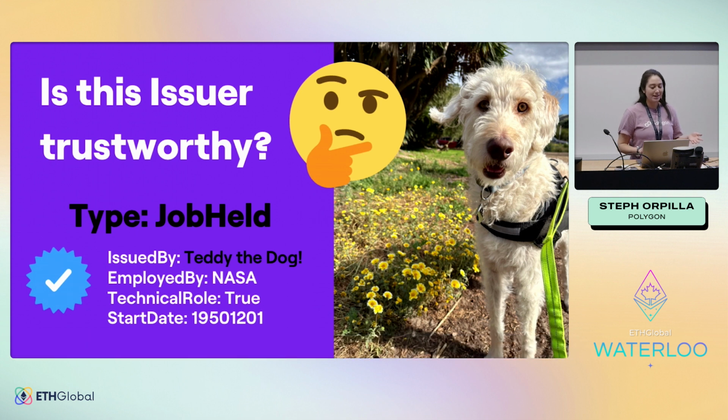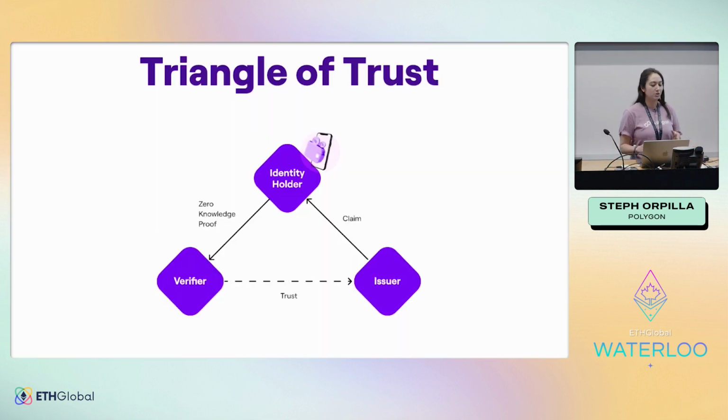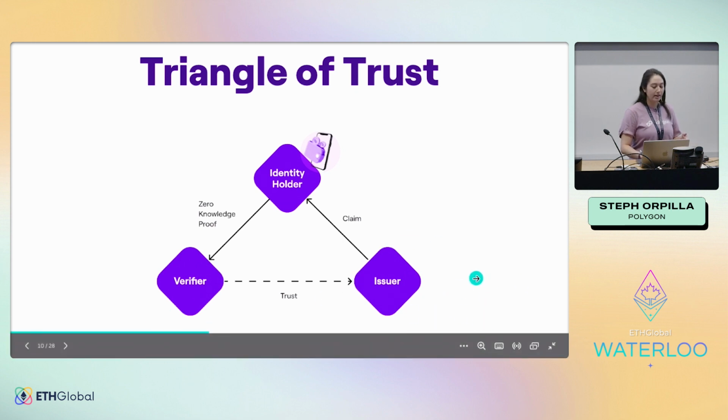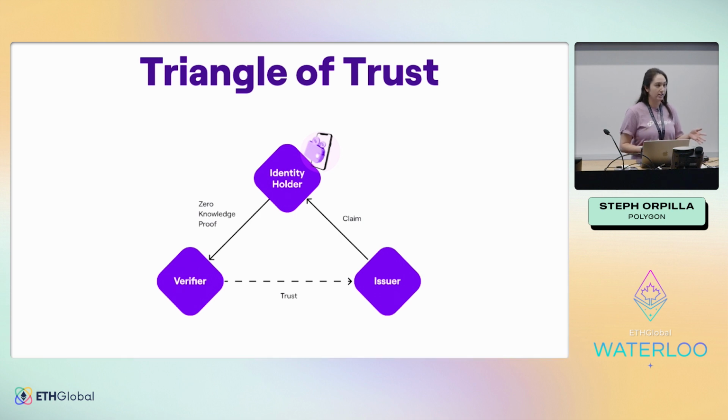So this is just an example. Is this issuer trustworthy? Like, could Teddy the dog say that I've been employed by NASA since 1950? Probably not, because we don't trust that he's a trusted issuer. And this all gets into the triangle of trust and the reason why Polygon ID or any type of DID works. And it all comes back to issuer trust. So if the verifier can trust that the issuer only issues credentials to people who satisfy whatever conditions they have, then they can accept ZK proofs based on the credentials that they've issued.